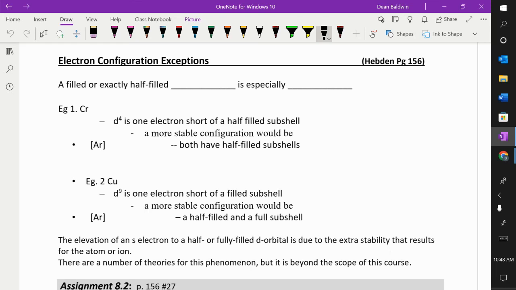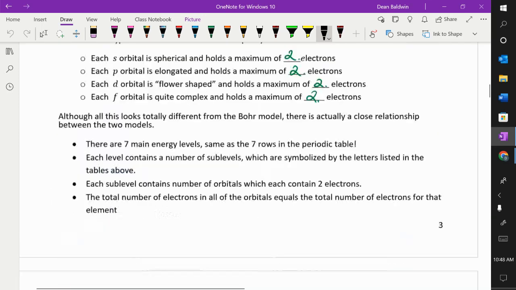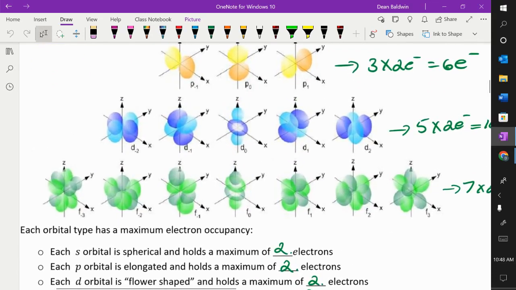d orbitals are a little weird. We've seen the shapes of d orbitals. Remember, I showed you the shapes of the d orbitals. The s and the p orbitals are kind of straightforward. The s orbital is a sphere. The p orbital has px, py, pz coming out, or whatever you want to define them. The d's get a little funky, and the f's are even more so.